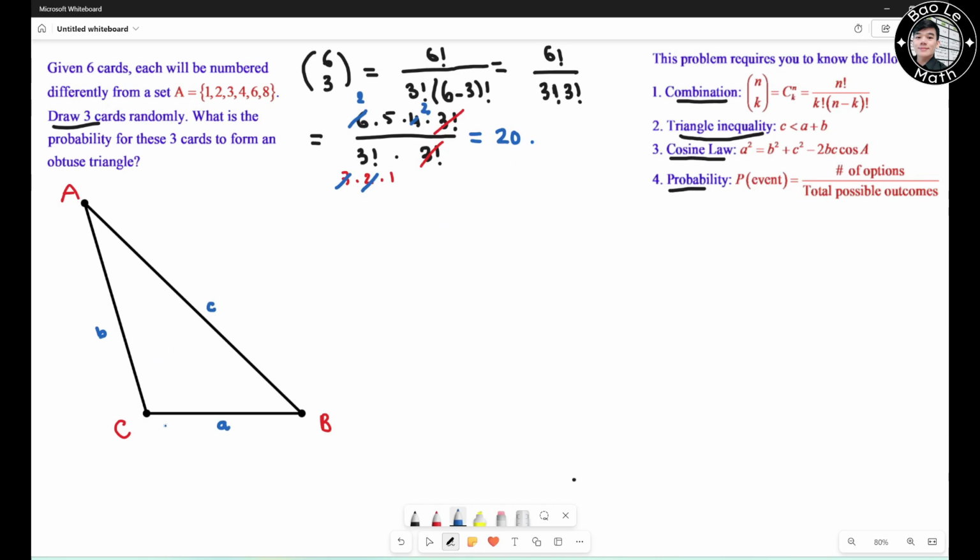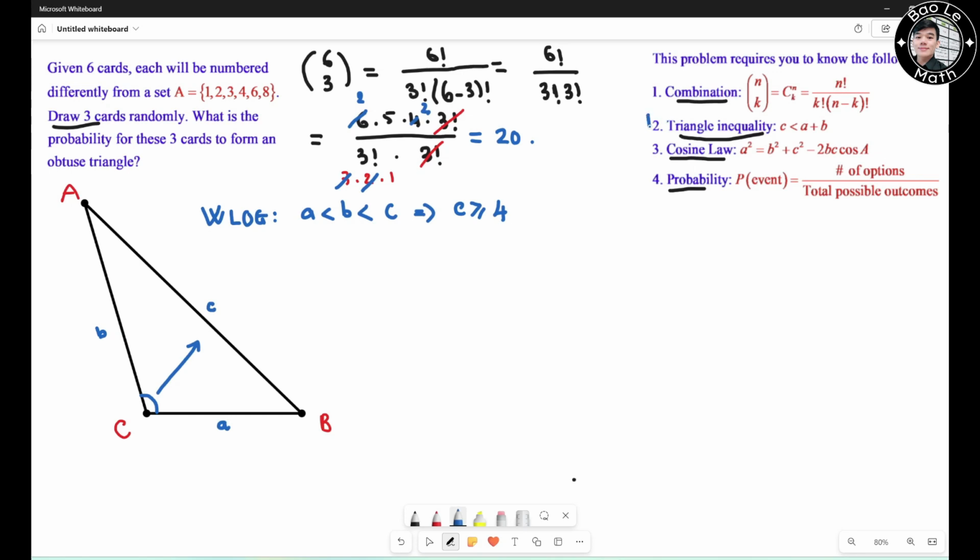Alright. Now, let a be the side length of BC, let b be the side length of AC, and let c be the side length of AB. Then you know that angle C is the obtuse angle, and c is the biggest side. Alright? So, without loss of generality, suppose a less than b less than c. So we can conclude that c must be greater than or equal to 4.